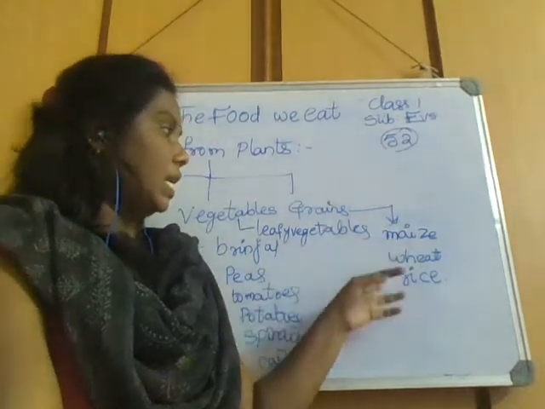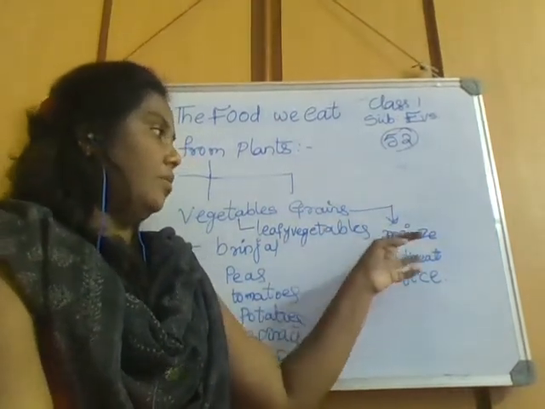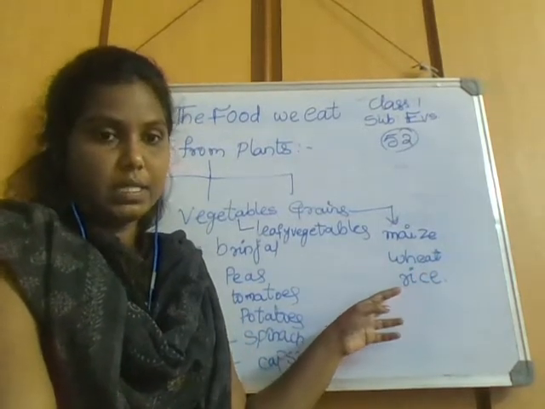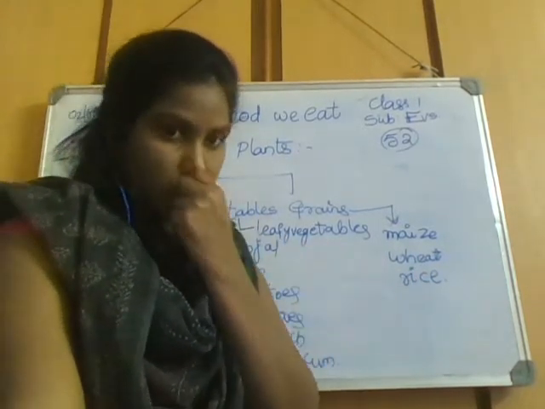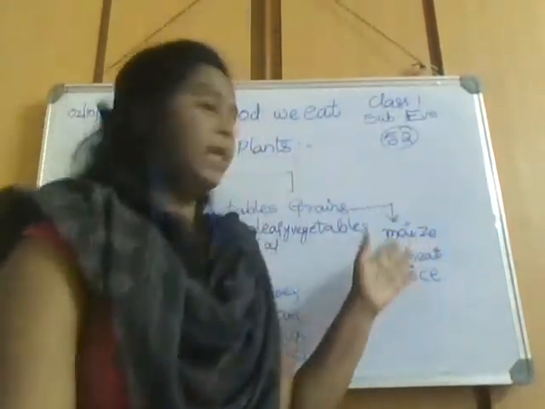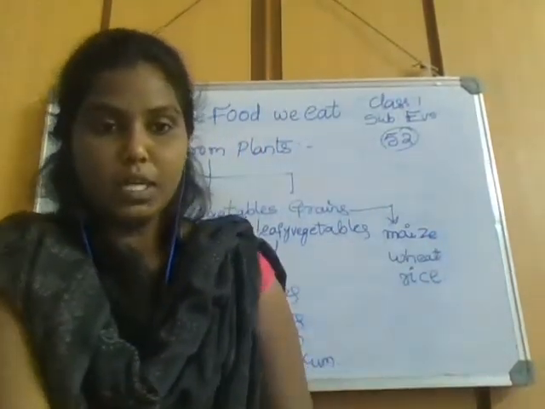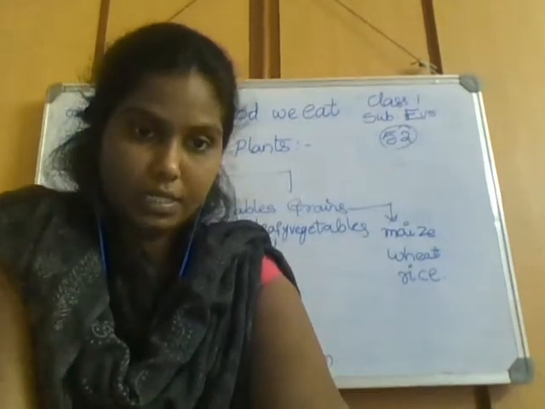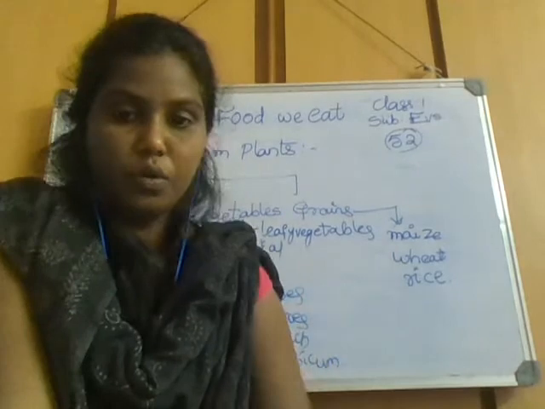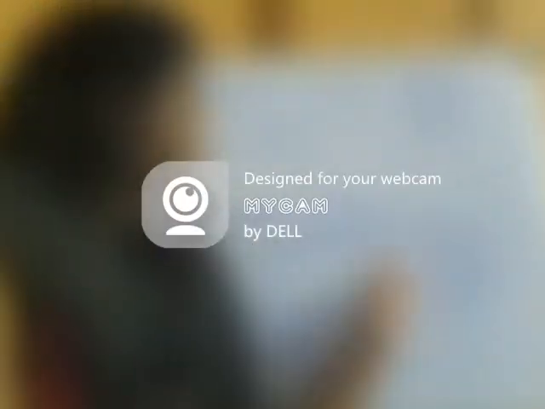And coming to the grains we have generally maize, wheat and rice. Some cereals and pulses also we get from plants itself. So these grains, we must cook them. Okay, this is the cooked food, not the raw food.